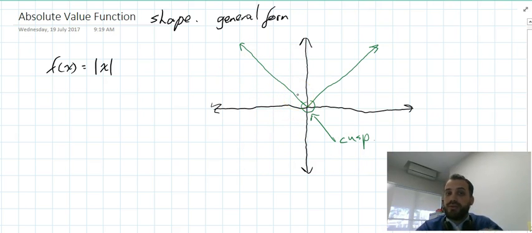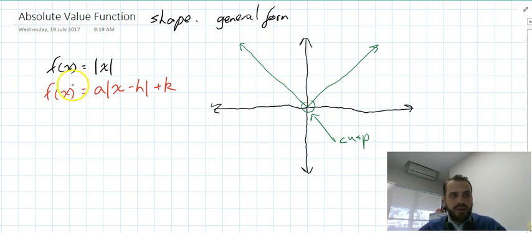Now, obviously, that's a basic absolute value function, but we can change it, adjust it, using the values a, h, and k that you've already become familiar with. So this is our general form. We said we were going to talk about our general form. That's what we're doing here. F of x equals a times the absolute value of x minus h plus k.